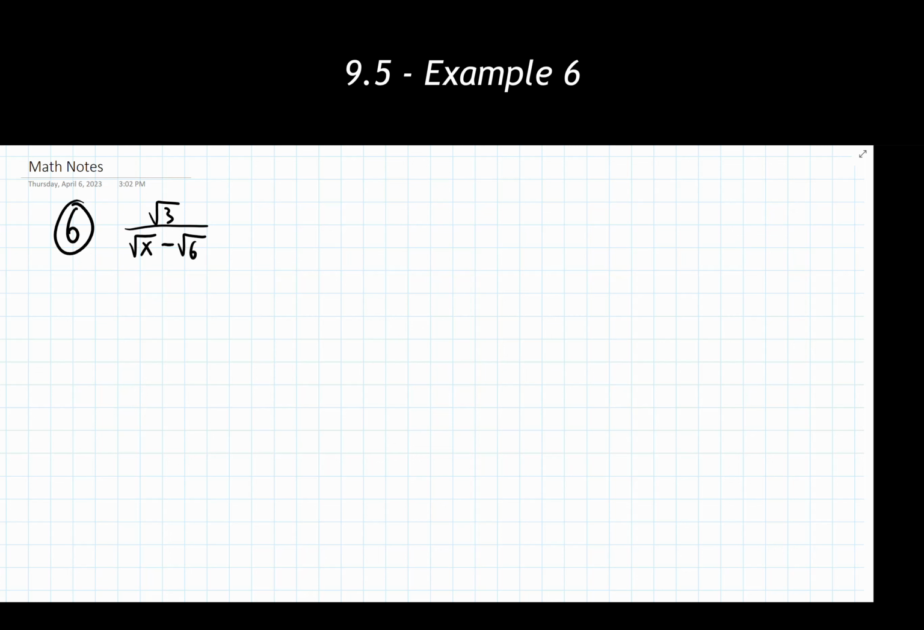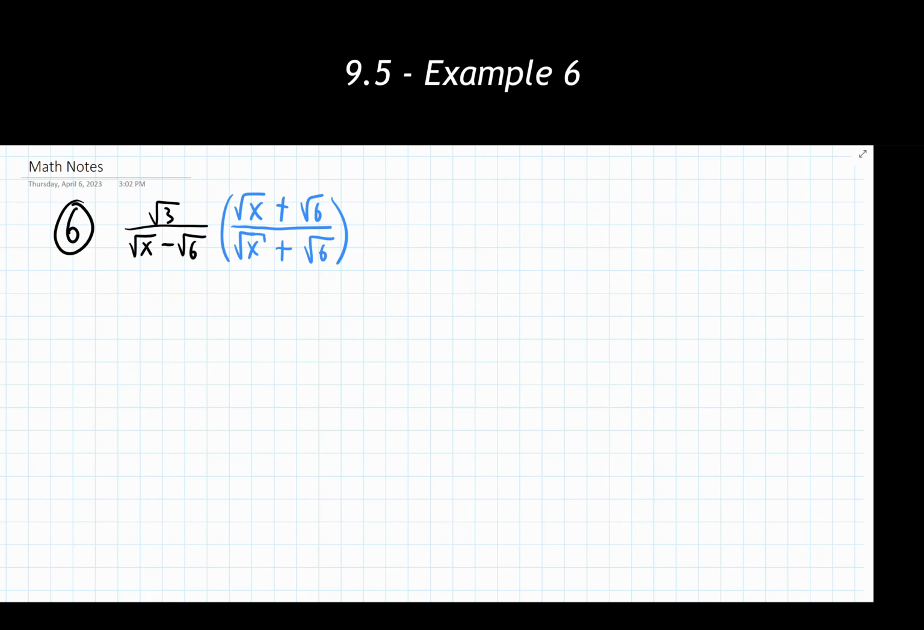Now looking at our final example, we have square roots everywhere. We have the square root of 3 divided by the entire denominator of square root of x minus the square root of 6. So again, we're going to look at the denominator and notice that I have 2 things adding or subtracting together. That is my indicator that I'm going to need to multiply numerator and denominator by the conjugate of the original denominator. So if this thing was the square root of x minus the square root of 6, I'm going to end up multiplying the numerator and denominator by the square root of x plus the square root of 6.